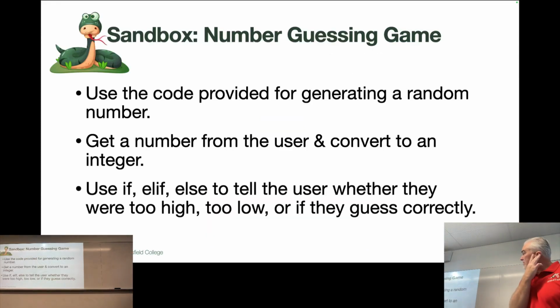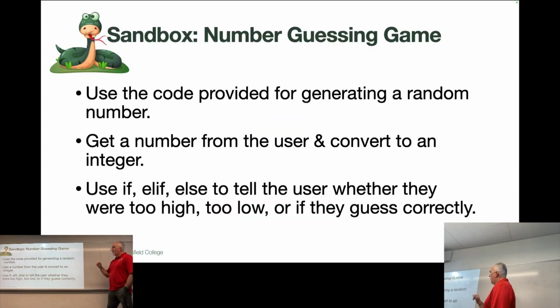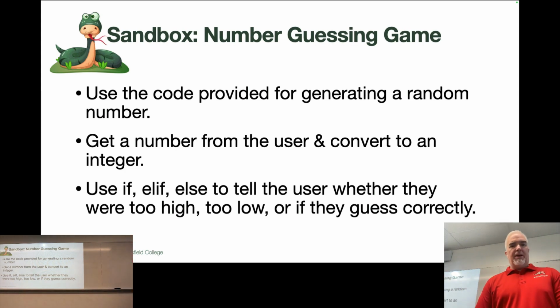So let's do a little sandbox. I'm going to provide you code for generating a random number. And what I want you to do is get a number from the user and convert it to an integer. And then I want you to tell the user if their guess was too high, too low, or if they guessed correctly using an if, elif, and else block.